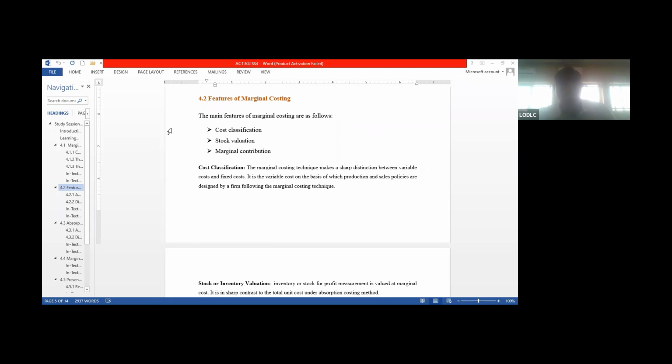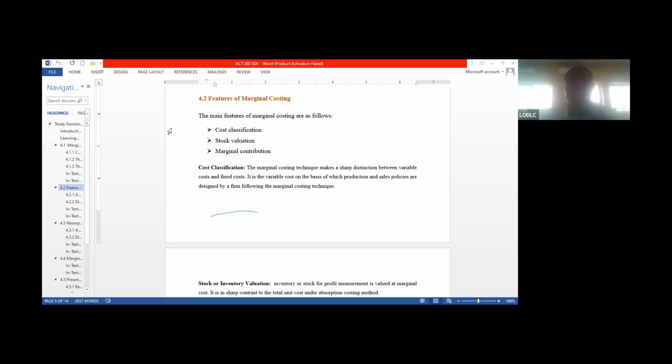We have cost classification, we have stock valuation, and we have marginal contribution. When we are talking about cost classification, when we started the lecture, I said the cost can either be categorized into fixed or variable costs. So there should be a sharp distinction between the variable cost and the fixed cost. Once you're able to distinguish between your fixed cost and variable cost, it will be very easy to calculate your marginal cost. It is the variable cost on the basis of which production and sales policies are designed by a firm following the marginal costing techniques.